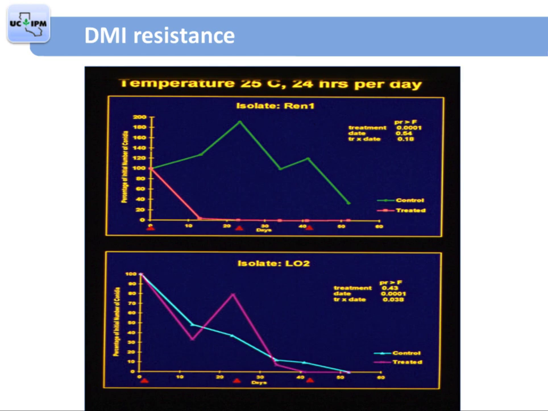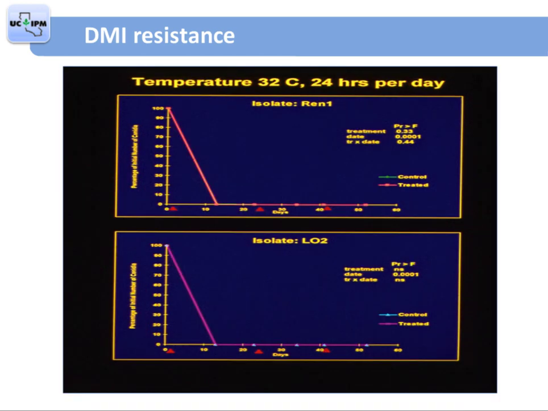For isolate LO2, a highly resistant population, the control over time slowly dies out. With the resistant population, an application of Balaton at 4 ounce knocked it down, but then it came back. A second 4-ounce application knocked it down again, and eventually after 3 applications, we killed the fungus. So at temperatures under 25 degrees, which is optimum for the pathogen, it took 3 Balaton applications, or 12 ounces, to finally get control. At 32 degrees, which is at the bottom edge of negative growth for the fungus, you can see that 1 application of Balaton killed the wild type, but the temperature itself also killed the wild type.